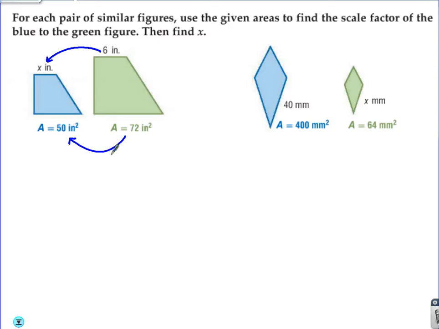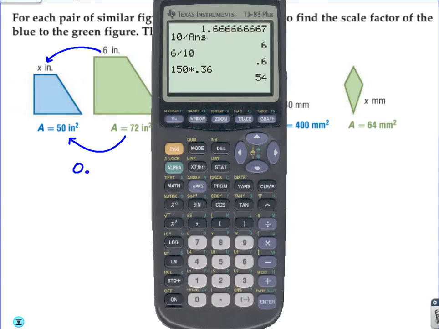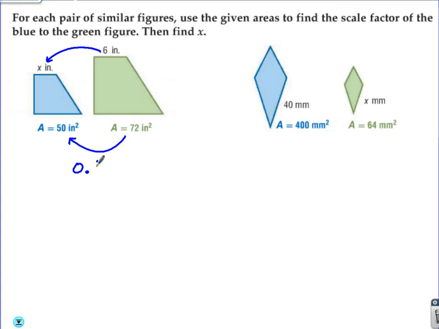So from 72 to 50, I should have a scale factor smaller than 1. So we're asking ourselves, 72 times what gives me 50? Have you got it yet? That would be divided by 72. And that would be smaller than 1. Say 50 divided by 72. And that gives your area scale factor of what? So you do 50 divided by 72. That's 0.694444. And I'm going to leave that on my calculator. 0.694 repeating.